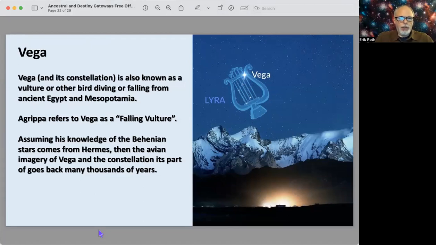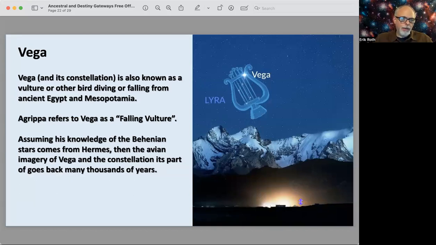So Vega is also known, and its constellation, as a vulture or other bird diving or falling from ancient Egypt, because it's in the constellation of Lyra, which is the musical instrument from Greek mythology. But prior to that, it was connected to the bird, the falling vulture. Henry Cornelius Agrippa, in his work during the Renaissance period, wrote a whole book about the various magical and occult philosophies, and he describes Vega as the falling vulture in there. And so, assuming his knowledge of the Bohemian stars, which Vega is one of them, comes from Hermes, which is the root of the alchemical teacher.